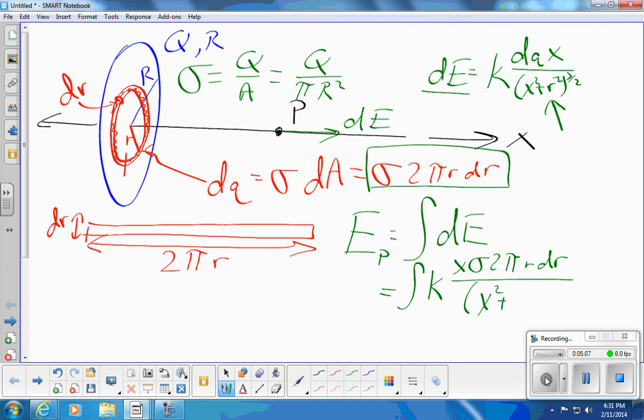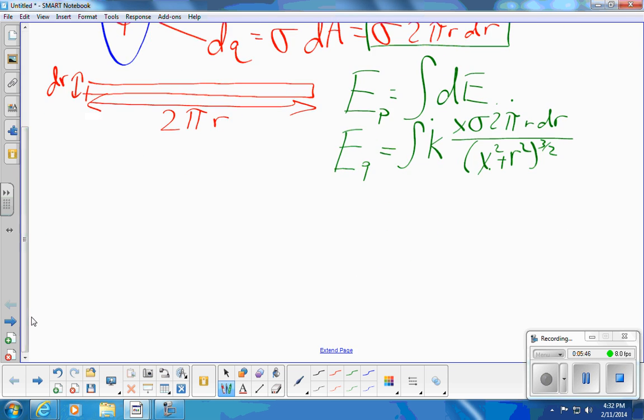Okay, so down here I'm integrating k x dq over x squared plus little r squared to the 3 halves power. Is that right? Boy, I hope so. So have I satisfied that I have one variable and d that variable and everything else is a constant? I believe I have. X is a constant for this particular problem. Of course, this is x right here from the center of the ring to point P. That's a constant for this problem. Sigma is a constant, 2 is a constant, pi is a constant, k is a constant. There's x is a constant again. So the only variable is r. So now I just have to integrate this with respect to r.